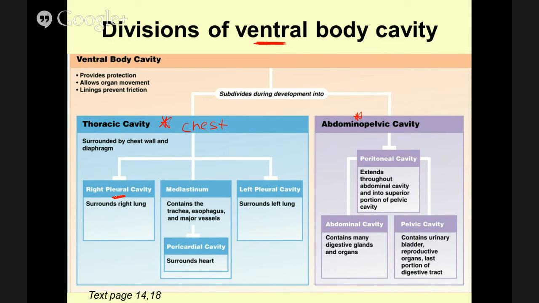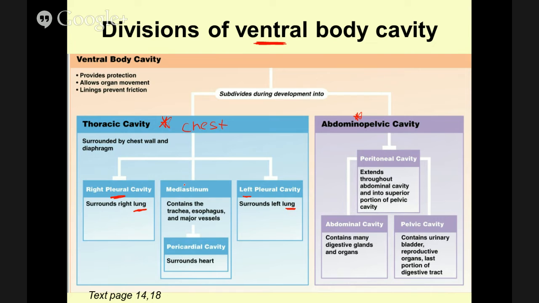The pleural cavity surrounds the lungs, okay? So we've got right pleural cavity for the right lung, left pleural cavity for the left lung. Each lung has its own personal compartment inside that ventral body cavity. They're called the pleural cavities. Think, there's two lungs, and if there's more than one of something, we say plural. So two lungs, pleural cavity.